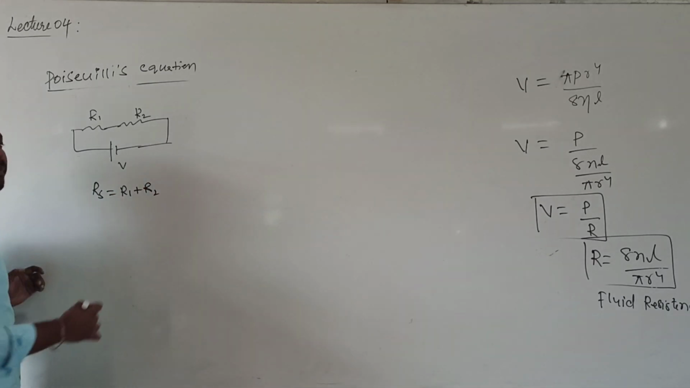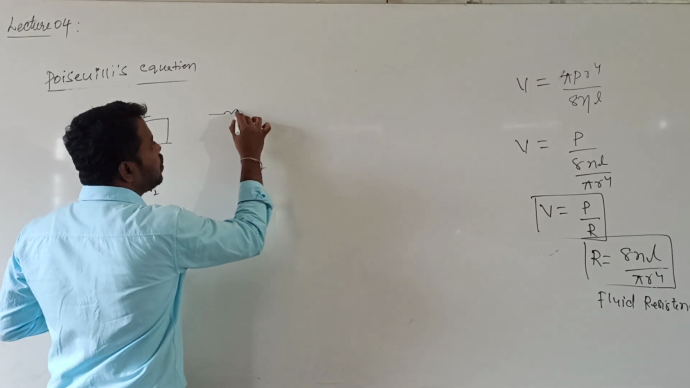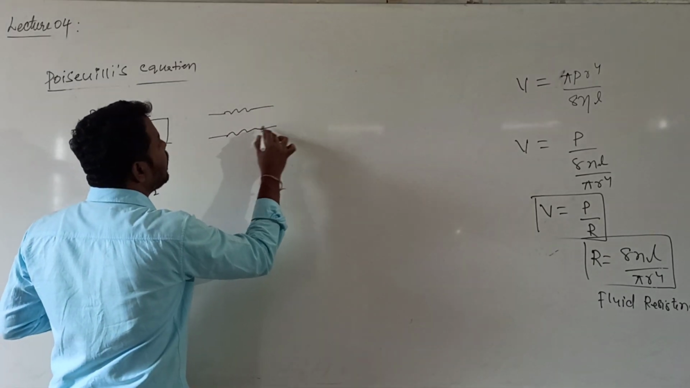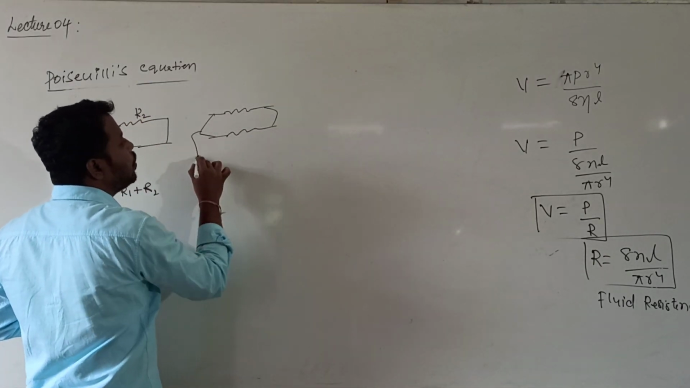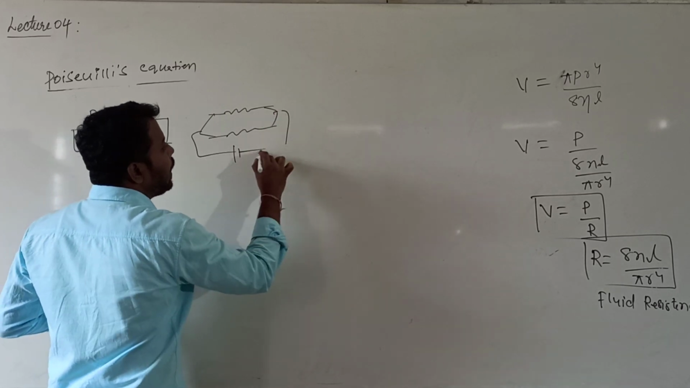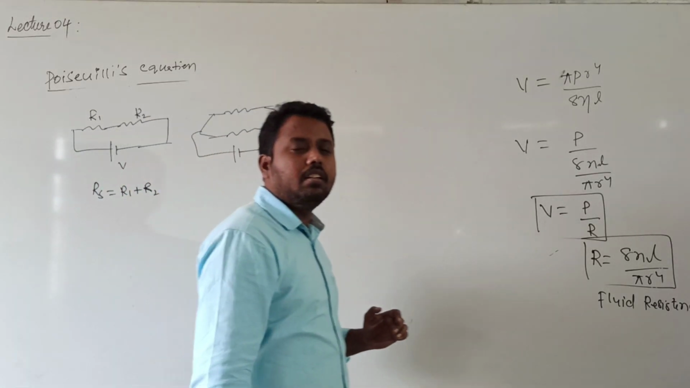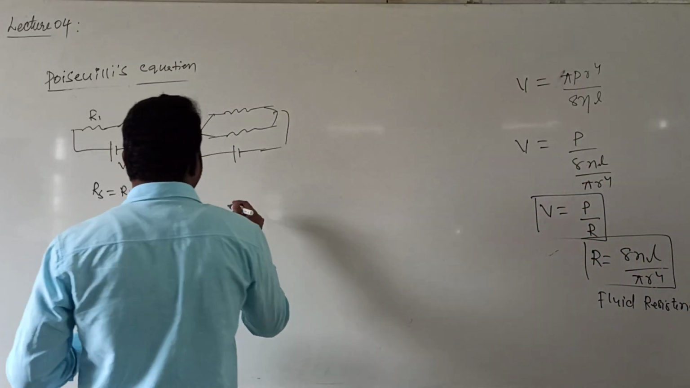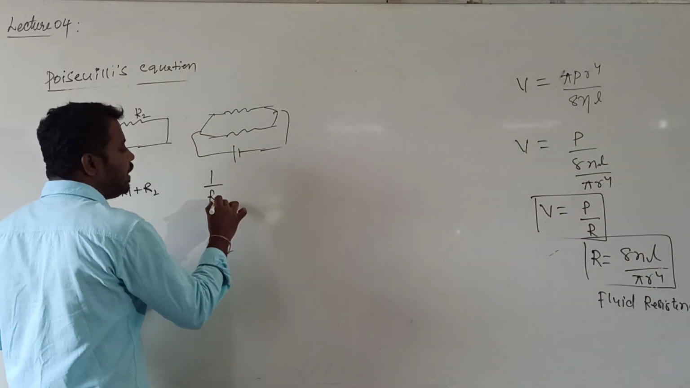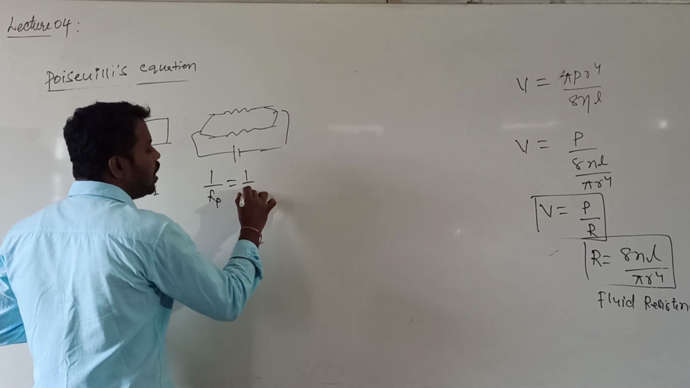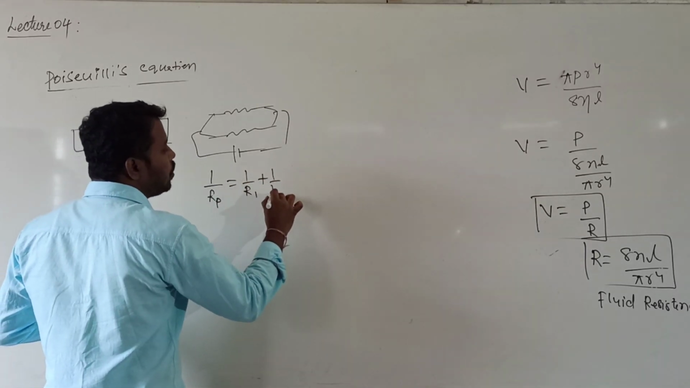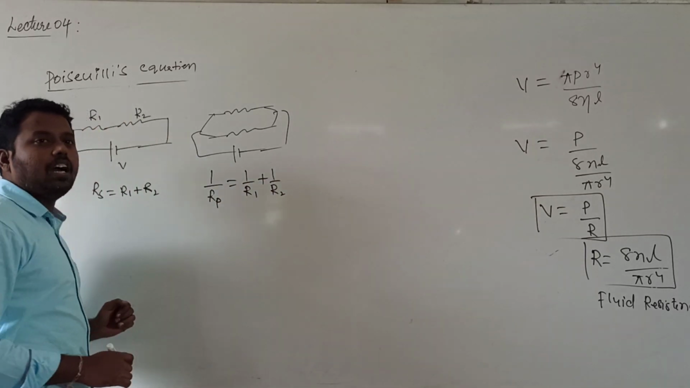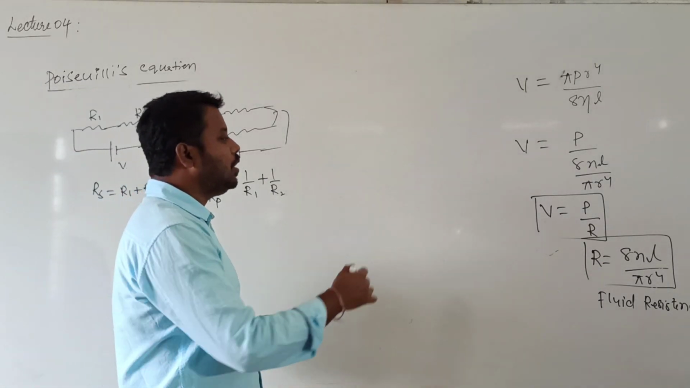Now we will use these formulas. Whenever two resistors are connected in parallel across the battery, in parallel combination, what will be constant? Voltage will be constant. Then what is the formula for 1 by Rp? 1 by Rp is equal to 1 by R1 plus 1 by R2. Clear? 1 by Rp is equal to 1 by R1 plus 1 by R2.